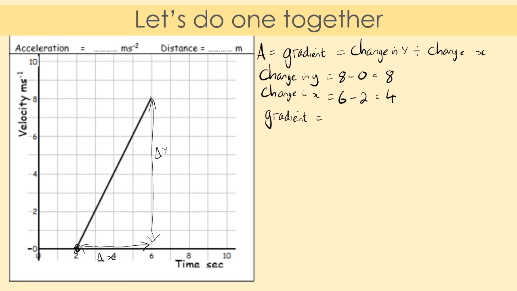So our gradient equals our change in y of 8 divided by our change in x of 4. 8 divided by 4, I'm doing my calculator just to make sure I definitely get it right, is 2. Therefore my acceleration equals 2 meters per second squared, 2 meters per second per second. And next up, we're going to work out the distance.